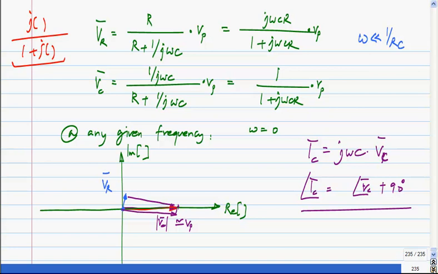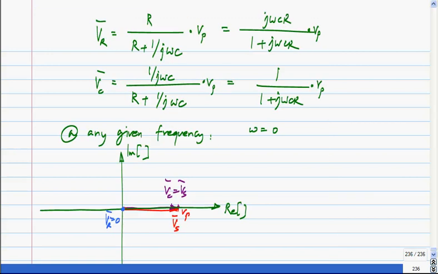So now you should be able to quickly tell me what happens at a very high frequency. And again, high frequency meaning omega much more than 1 by RC. This 1 by RC is some characteristic frequency of this network, right? Because you see that it's omega times CR that matters. Whether omega times CR is much more than 1 or much less than 1 tells you the behavior of each of these phasors. Okay?